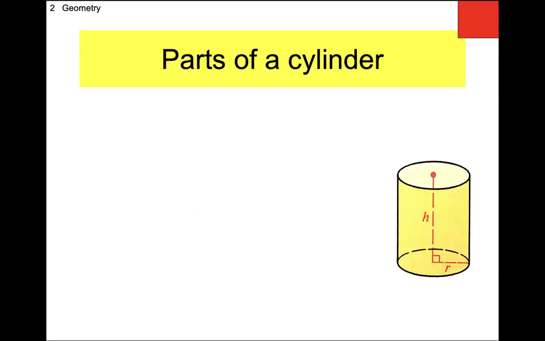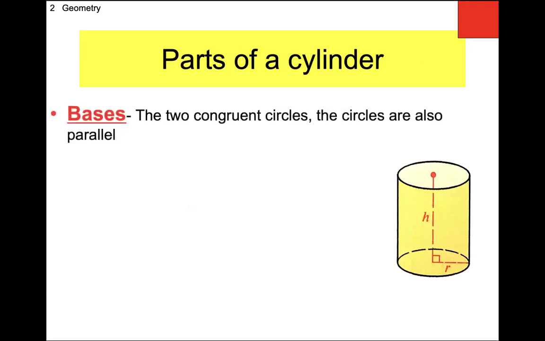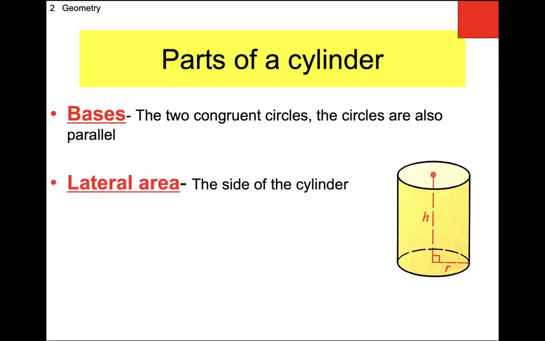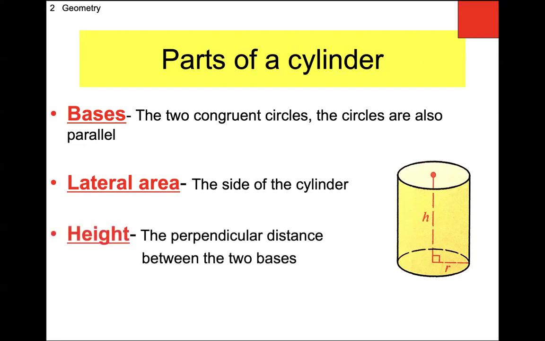All right, so the parts of the cylinder, this should be old hat. We did this in 7th and 8th grade. We got the bases. Those are the two congruent circles. They are parallel. We have the side, which is curved. We call that lateral area, just as we did for all the other shapes. And then lastly, the perpendicular distance between the two circles is called the height. You're probably wondering, why don't we call that the altitude? Remember, altitude and height are interchangeable terms, and it is customary for cylinders to have heights.